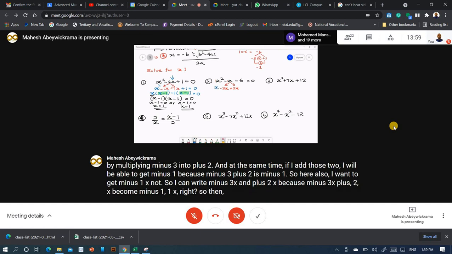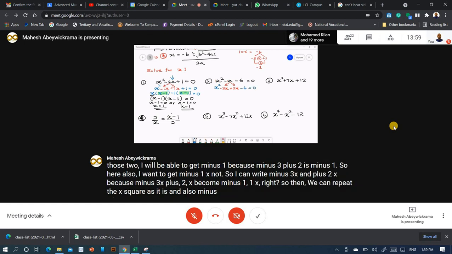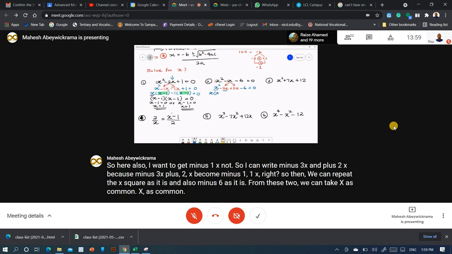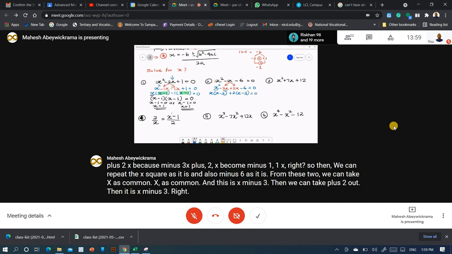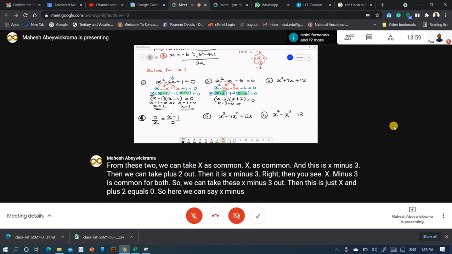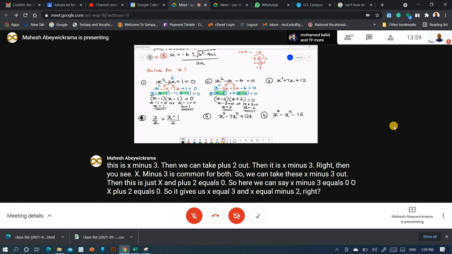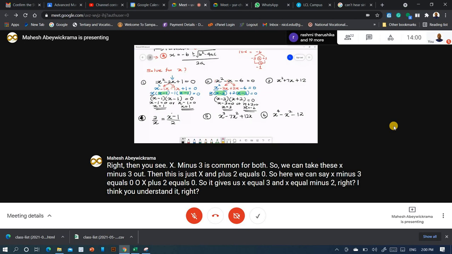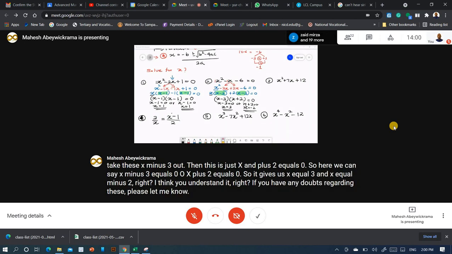Then we can repeat the x square as it is and also minus 6 as it is. From these two, we can take x as common, and this is x minus 3. Then we can take plus 2 out, and then it is x minus 3. Then you see x minus 3 is common for both, so we can take this x minus 3 out. Then this is just x and plus 2 equals 0. So here we can say x minus 3 equals 0 or x plus 2 equals 0. It gives us x equals 3 and x equals minus 2, right? I think you understand it, right? If you have any doubts regarding this, children, please let me know, right?